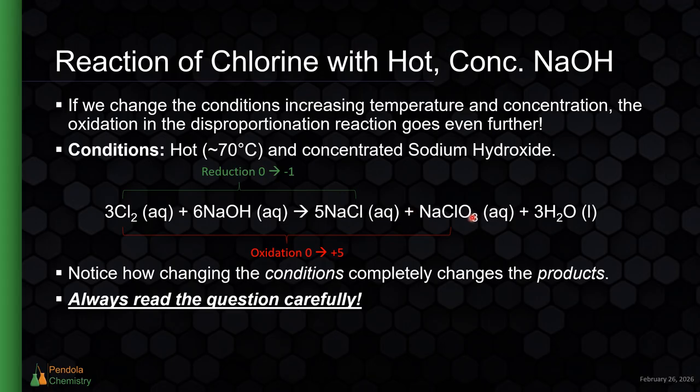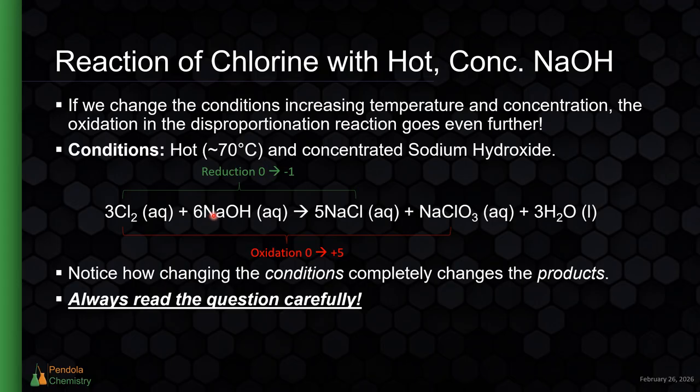So you always have to read the question carefully, because when you're reading this AICE exam, with this paper 2 or paper 1, you are going to have questions where they will try to trick you by giving you the same reaction but with different conditions. So be very, very careful in reading the conditions of those reactions. So those are the 2 reactions between chlorine and sodium hydroxide, which have 2 different conditions.